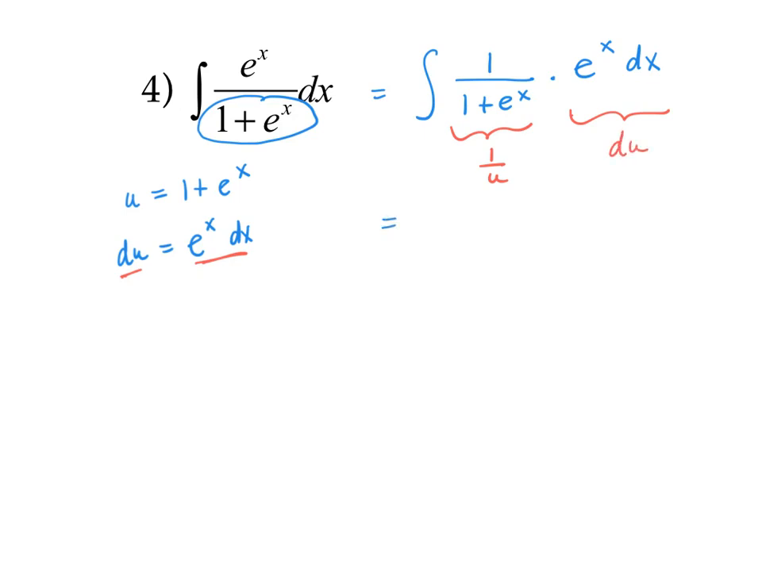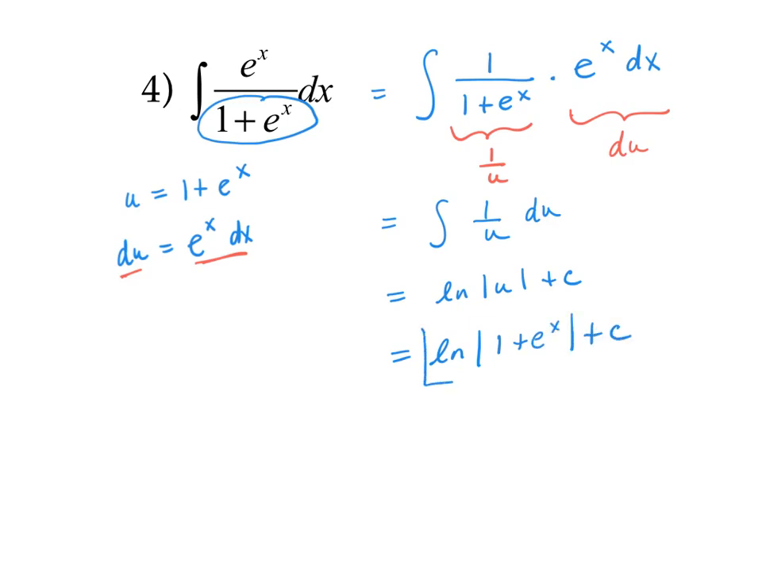So we have the antiderivative of 1 over u du. And hopefully you remember from earlier on in the chapter that the antiderivative of 1 over u du is equal to the natural log absolute value of u plus c. So that will be natural log absolute value 1 plus e to the x plus c. Don't forget that absolute value sign.